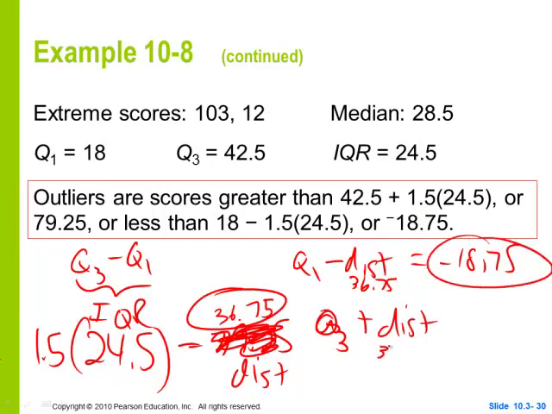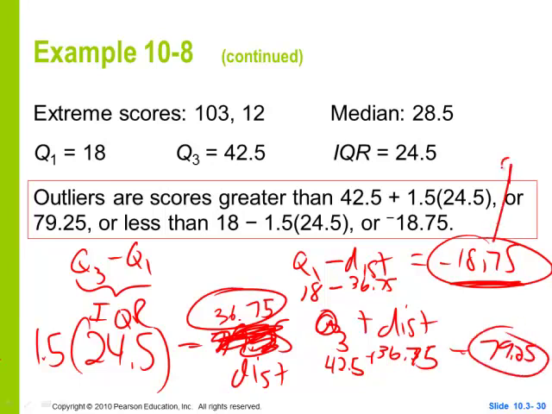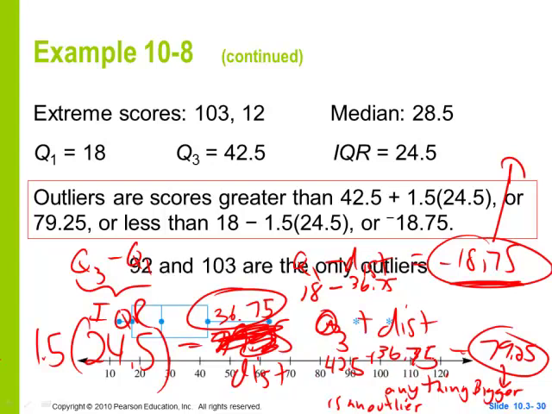Add it to Q3. What was Q1? Q1 was 18. 18 take away that is negative 18. And 42.5 add on that is your 79.25. Anything smaller than that, which isn't happening, right? You're in a negative. Anything bigger than this, though, is an outlier. And yes, we have not only the United States with the 103, but also Russia had 92.